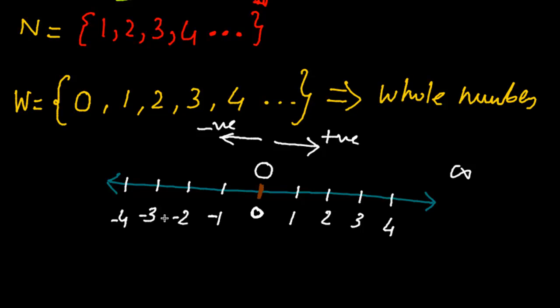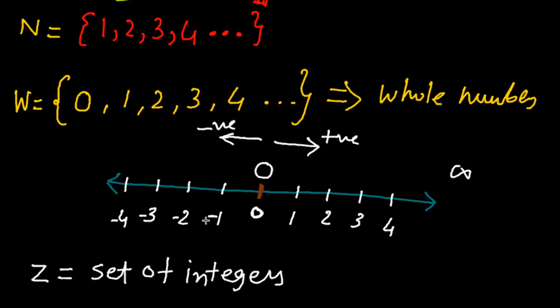Now a set of numbers that includes all the negative numbers, all the positive numbers, and 0 is represented by Z, and is called the set of integers. Again, I would like to remind you that this also won't include any fractions, so 1 and 2, but any intermediate value won't be considered.